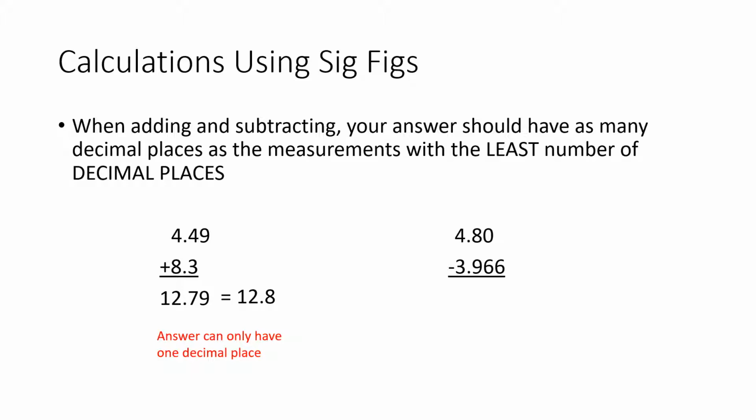Look at our second example. We have 4.80 minus 3.966. When you put this in the calculator, you get 0.834. 4.80 has 2 decimal places, while 3.966 has 3 decimal places. So we would need to go with the 2 decimal places. So our answer would be 0.83.